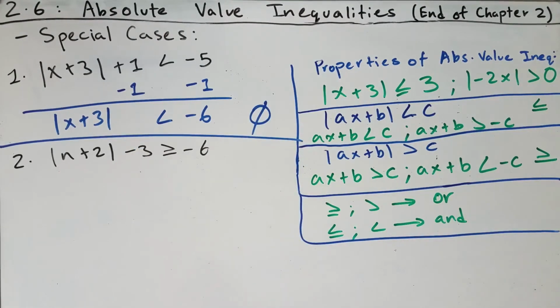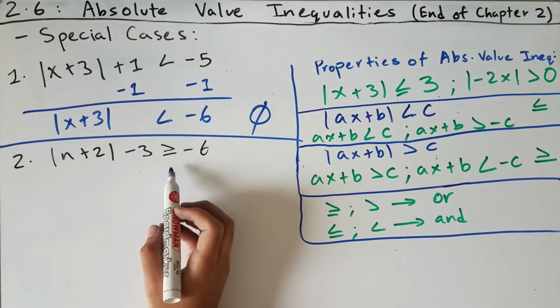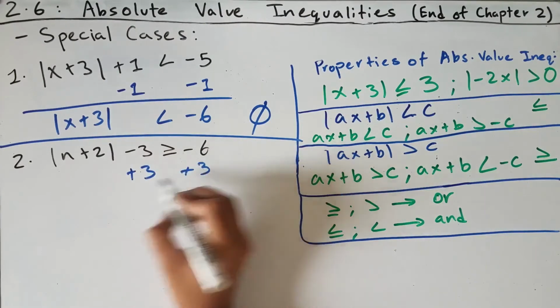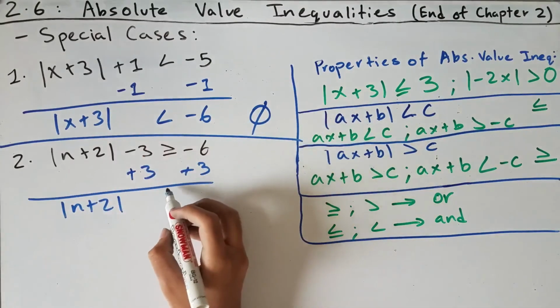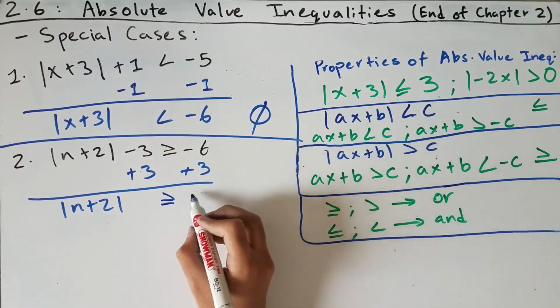Let's look at a second case. In this inequality, we're given that the absolute value of n plus 2, minus 3, is greater than or equal to negative 6. So here I see that I can add 3 on each side of the inequality, and this simplifies to the absolute value of n plus 2 is greater than or equal to negative 6 plus 3, which equals negative 3.